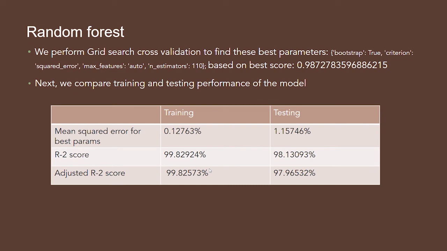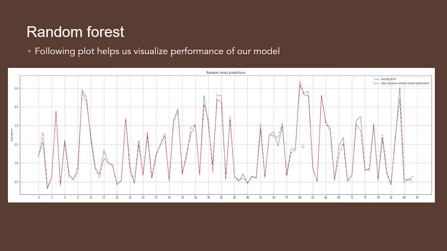Up next we have random forest. This is the third regressor that we are going to use, and over here also we have done a grid search. These are the parameters, and we have checked our training and test MSE, checked our R squared, adjusted R squared, and then here we have our plot. The blue line depicts actual price and the red dot and dashed line represents predicted values. It performs really well though.